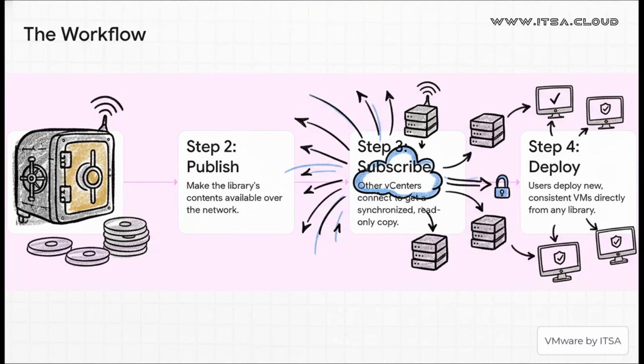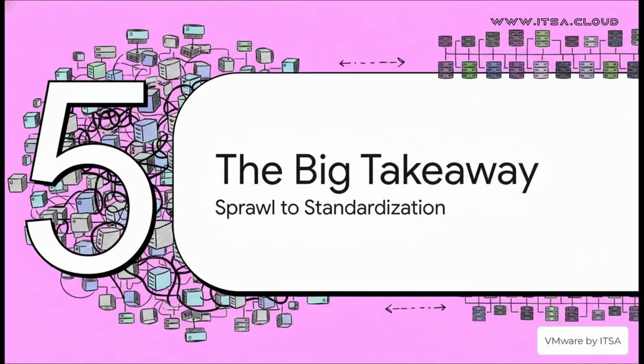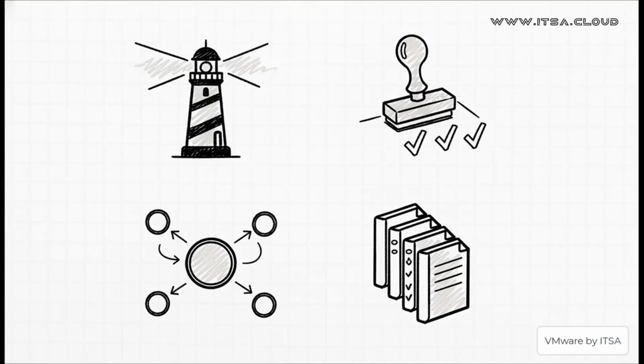So what's the big picture here? What's the main takeaway? It's really about that journey, from the total chaos of template sprawl to the power of complete standardization. So let's just recap the key benefits one more time. You get a single source of truth for all your important files. You get to enforce consistency and standards everywhere. You make sharing stuff across your whole infrastructure incredibly simple. And you get that powerful version control for your templates.